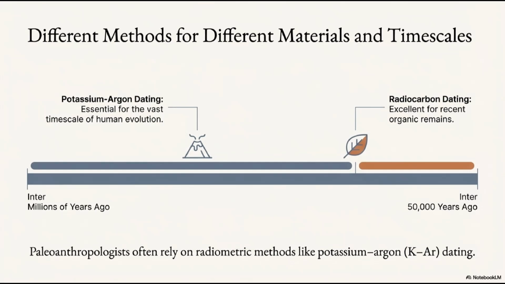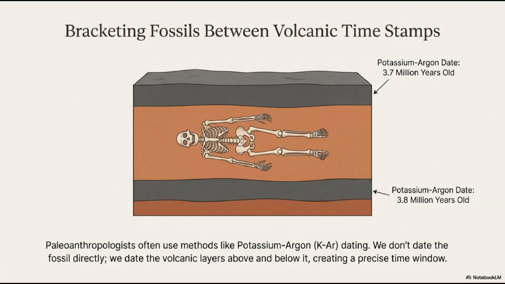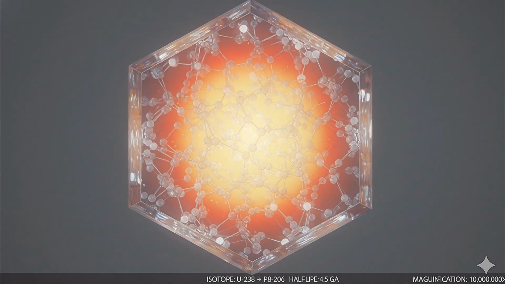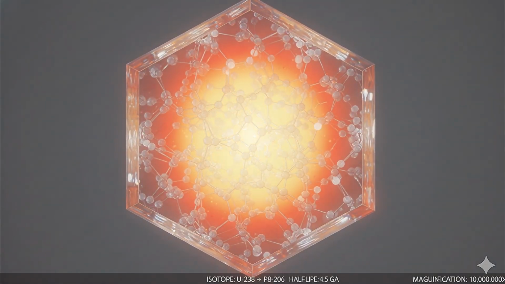Radiocarbon dating, for example, is excellent for organic remains up to about 50,000 years old, but it's useless for most of human evolution because our earliest hominins are far older. Instead, paleoanthropologists often rely on radiometric methods like potassium-argon and argon-40-argon-39 dating. These techniques measure the decay of isotopes in volcanic rocks. So rather than dating the fossils directly, we date the volcanic layers above and below them. If a volcanic ash layer is 3.7 million years old and the one beneath it is 3.8 million years old, then a fossil sandwiched between those layers must fall within that time window. Think about how powerful that is for sites in East Africa, where volcanic activity created natural timestamps across entire landscapes.